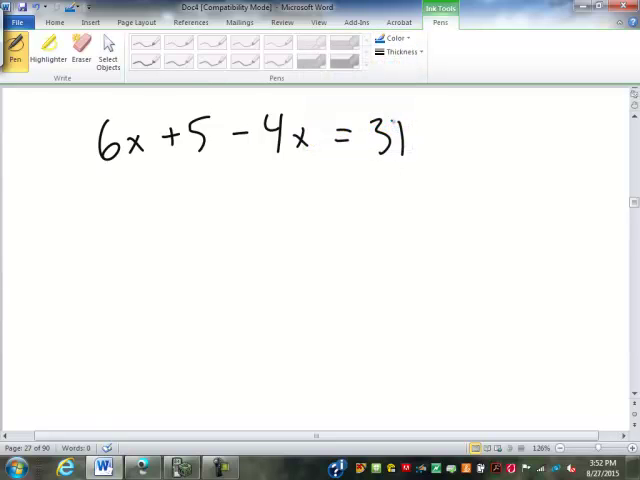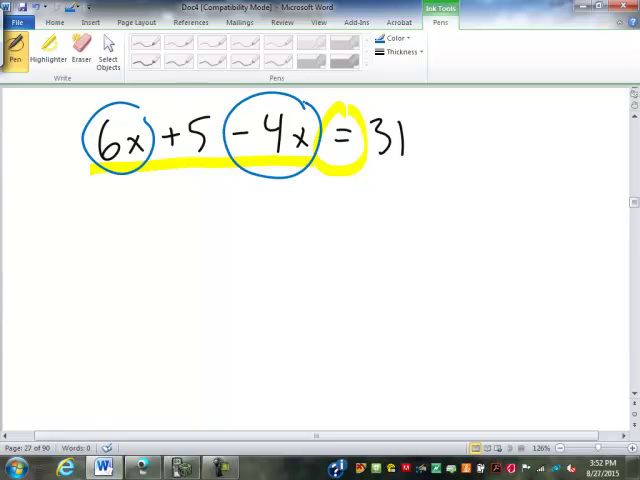So on this one, the x appears twice again. Am I going to combine them or am I going to take one away? I'm going to combine them. Why am I going to combine them? They're both on the same side of the equation. So I can just combine them. Now it's a little bit different this time because I have 6x and negative 4x make 2x. Plus 5 equals 31.